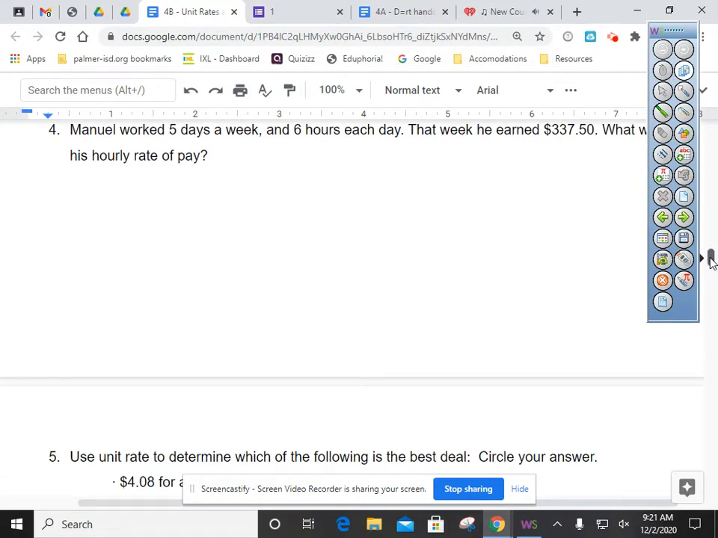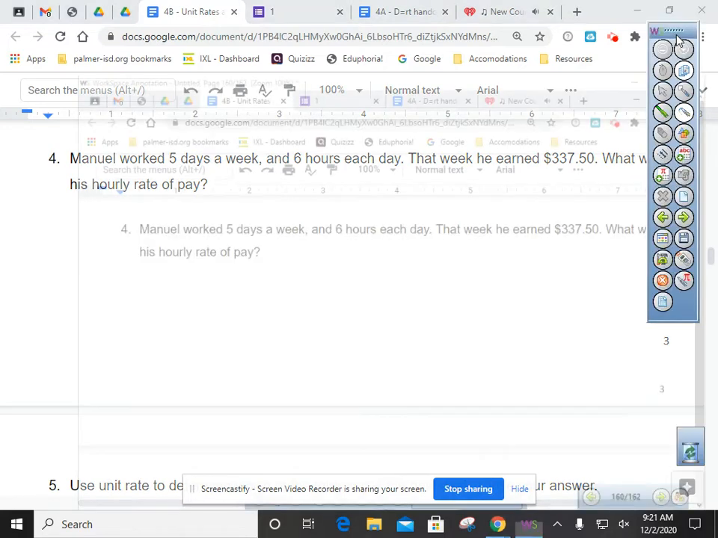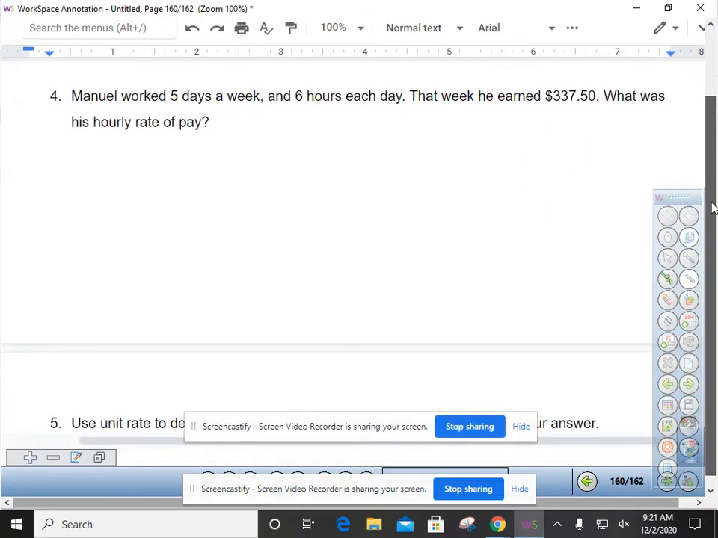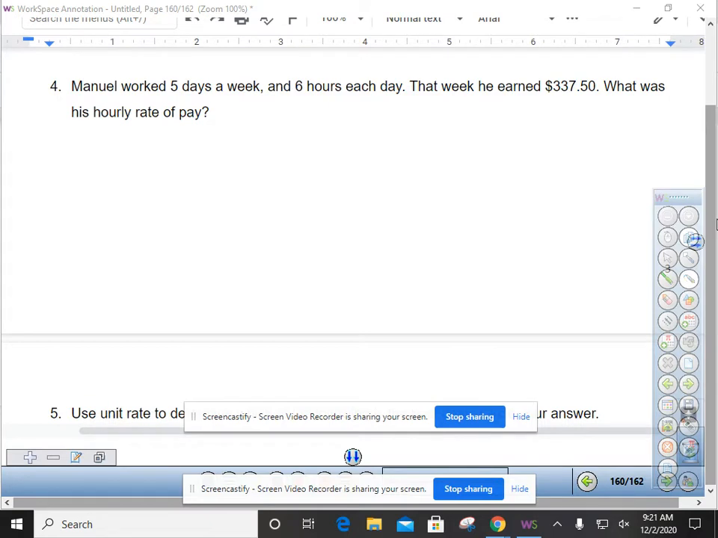Number 4. It gets a little bit more complicated, but not too much that you can't do it. Everybody on number 4? Manuel works 5 days a week and 6 hours each day. That week he earned $337.50. What was his hourly rate of pay? I'm going to write a proportion. What is it asking you for? Hours and pay. So hours and money, right? So that's going to be my words. Hours over monies.